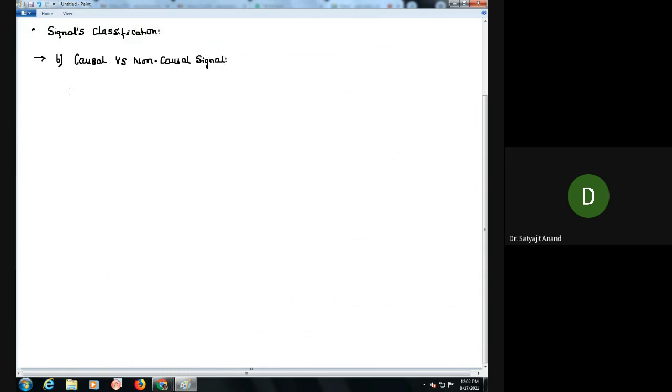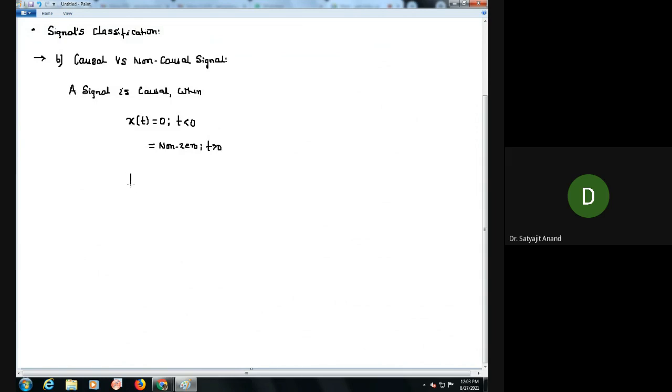The statement for a causal signal: a signal is said to be causal when, whatever the case, continuous time or discrete, let me consider continuous time, x(t) equals 0 when t is negative. Or to say it another way, x(t) will give you a non-zero value when t is positive.